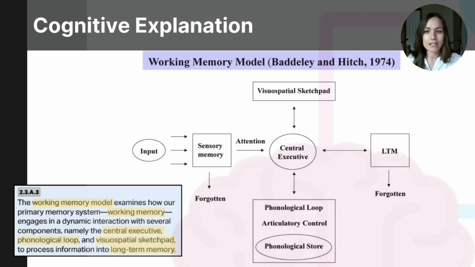The central executive acts as the control center of your working memory, and it is deciding what to do with that information and managing the task. It's coordinating the activities of your phonological loop and your visuospatial sketchpad.